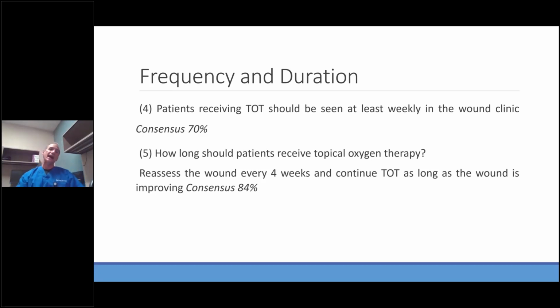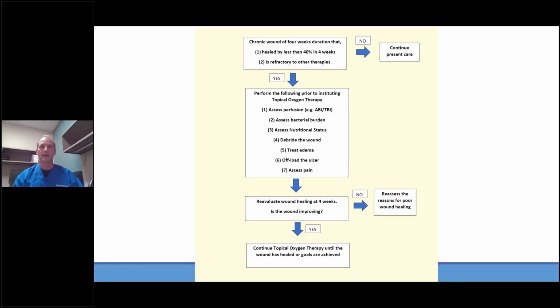And then number 5, how long should patients receive topical oxygen? We said that they should be reassessed every 4 weeks and continue topical oxygen as long as the wound is improving, and this would be by 40%. We should see a 30 to 40% improvement over 4 weeks, and the consensus is fairly strong on this at 84%.